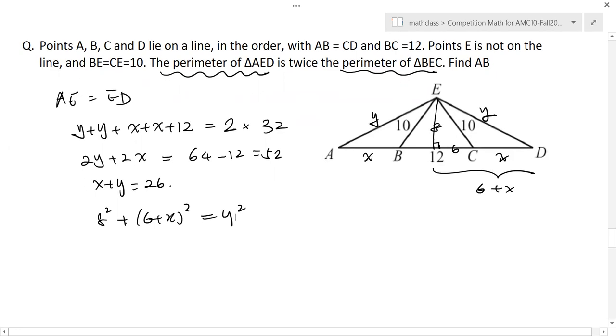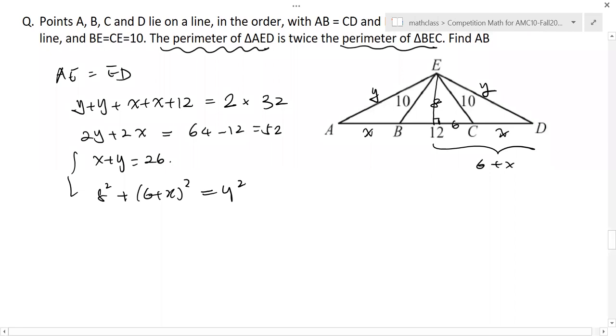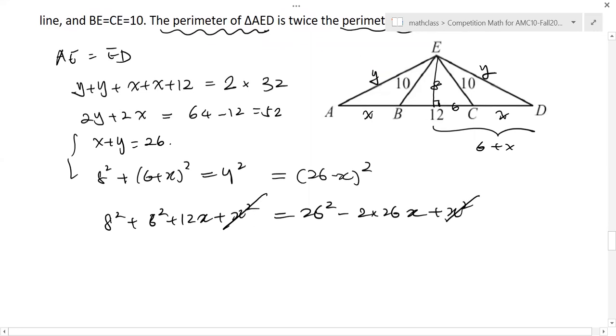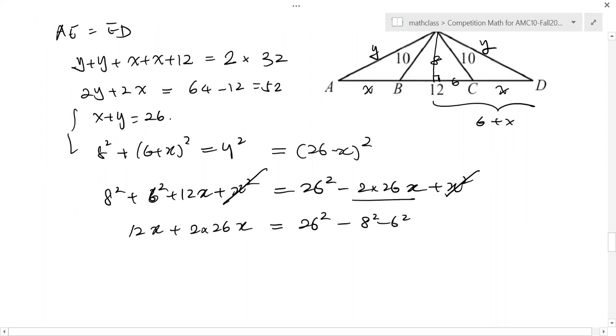All right. And from here, you will get x using algebra because you have two equations, right? And you can probably get a quadratic equation. Yeah, we're almost done, okay? So from the first equation, y is going to be 26 minus x, and you will get a linear equation, not just a quadratic equation. 8 squared plus 6 squared plus 12x plus x squared equals 26 squared minus 2 times 26x plus x squared. The x squared cancels out, and you can find x, okay? It's a linear equation. So I'm going to move this term to the left-hand side: 12x plus 52x equals 26 squared minus 8 squared minus 6 squared, okay?